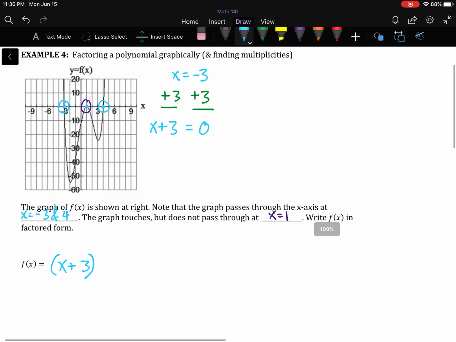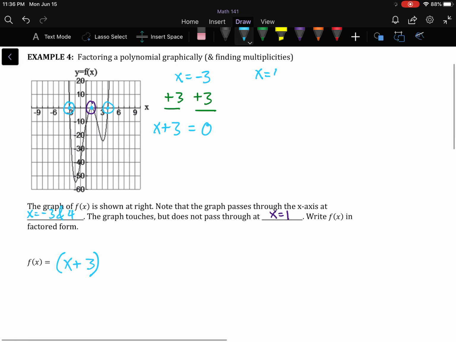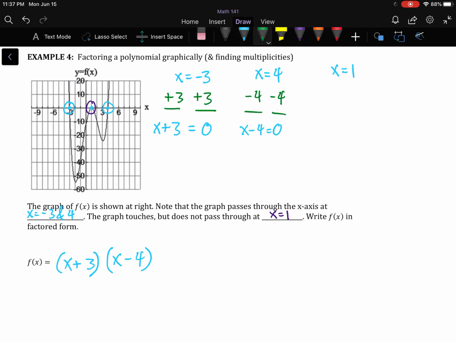For our other root, we have x equals 4. So to get everything equal to 0, we subtract 4 from both sides, giving us x minus 4 equals 0. And our next factor is x minus 4. Lastly, we have our root of x equals 1. To get everything equal to 0 and find that factor, we subtract 1 from both sides. Thus, x minus 1 equals 0, and x minus 1 is our factor.